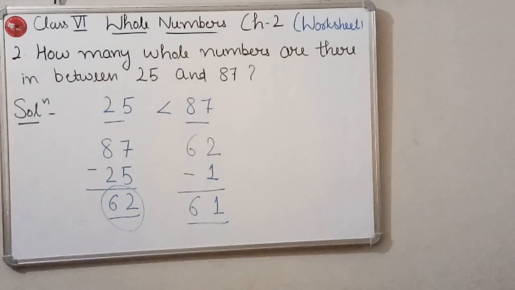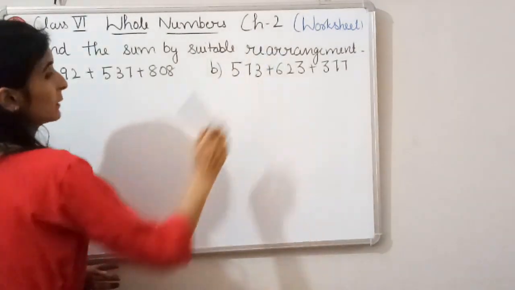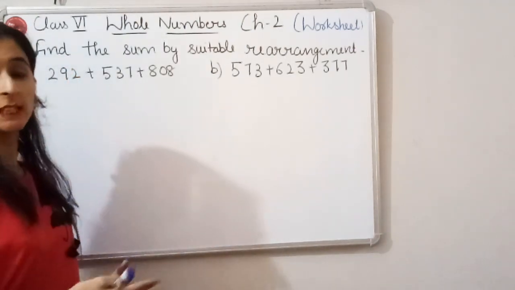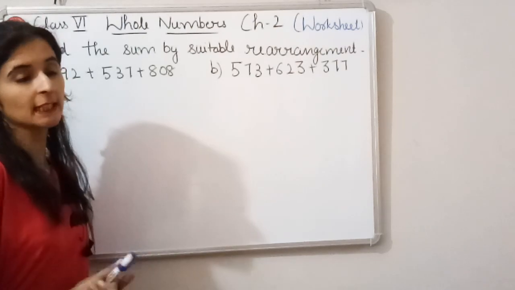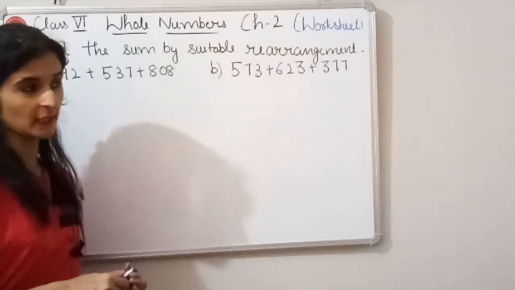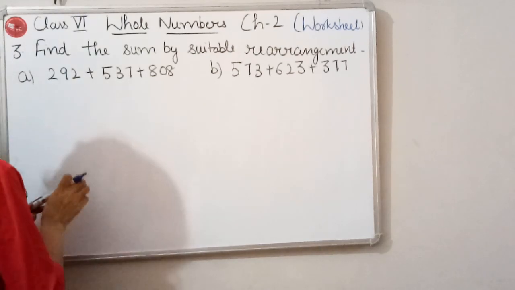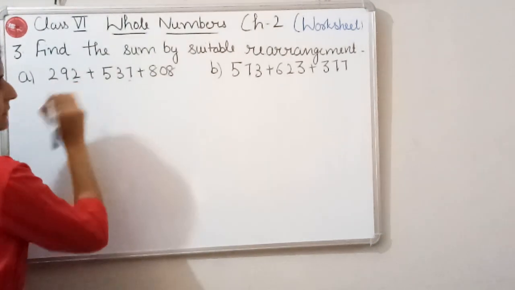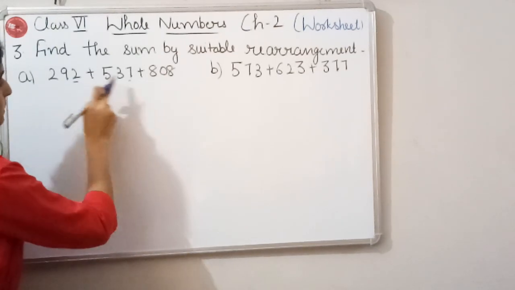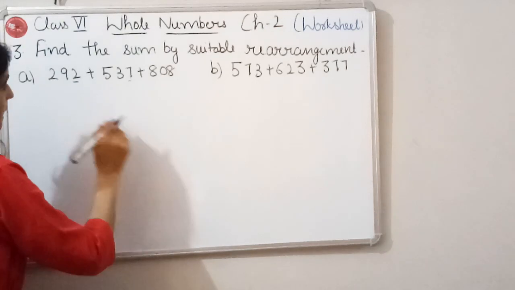Next, our third question is, find the sum by suitable rearrangement. Rearrangement means we have to form the groups so that we can get more and more zeros, and then we have to add. See how we can make the groups when we add this 292 and 537. Let us check. 2 plus 7 is 9. So it means we are not going to get any zero here.